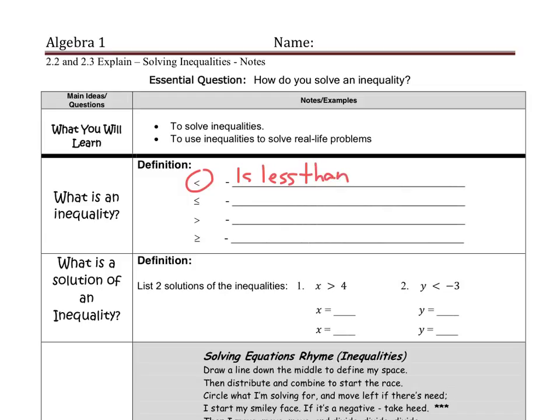The one that looks like an L but also has part of an equal sign under it is less than or equal to. That's what the part of the equal sign means. The one that has no equal sign, doesn't look like an L, that's our is greater than. And then again, the one with the half of an equal sign below it is going to be is greater than or equal to.